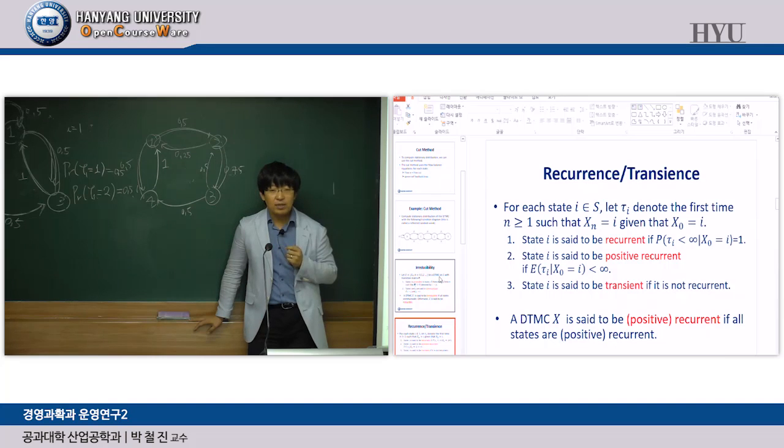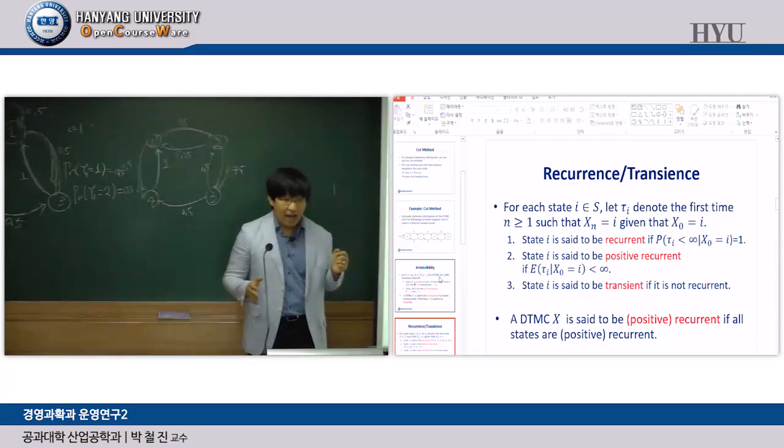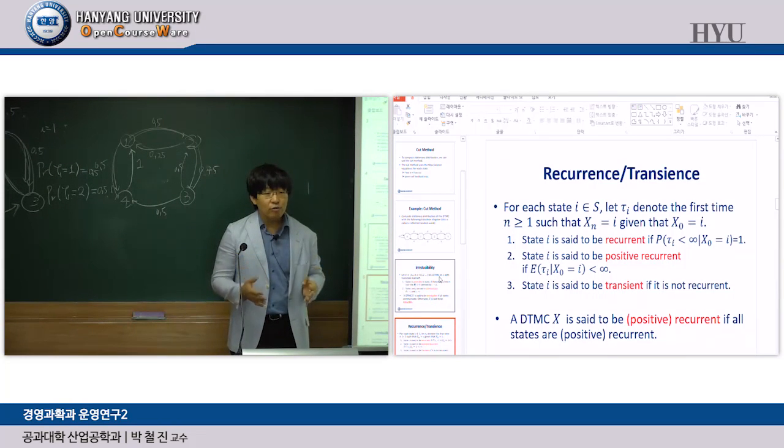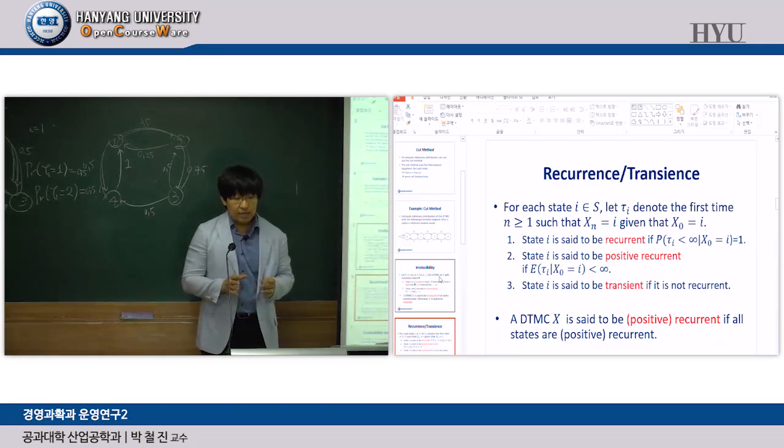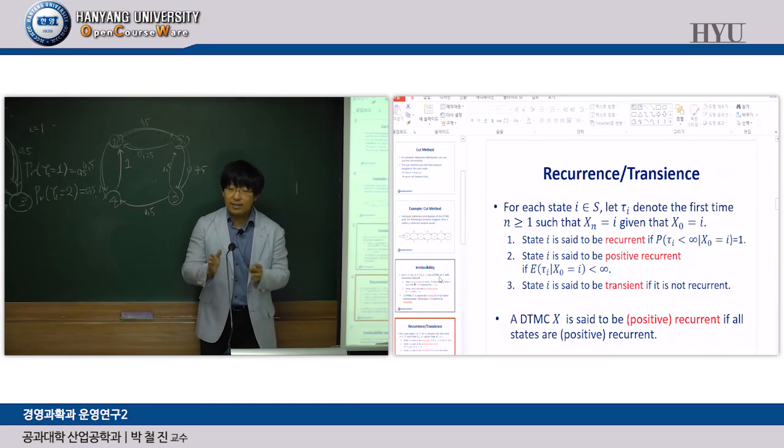So I think most of you are confused by the concept, right? I'd like to introduce how to determine whether a state is recurrent, positive recurrent, or transient later. We have another way to figure it out. But the thing is, this recurrence and transience.